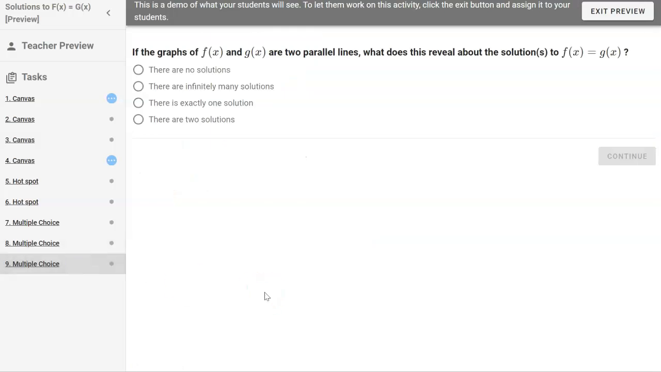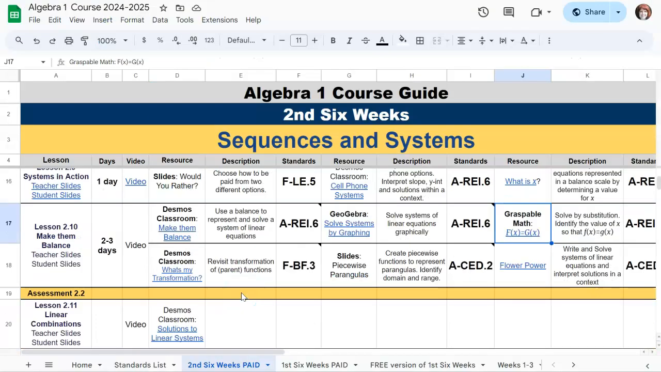And then this one does not have a graphic, but it does talk about the lines being parallel, and we've just discussed that, so hopefully this is something they'll know the answer to without you having to tell them. But that's the extent of the Graspable Math activity. And this is a long lesson. I have it scheduled for 2 to 3 days. So I would say you're going to need all of that first day probably to get through those first 3 tasks and maybe even a little into the second day.